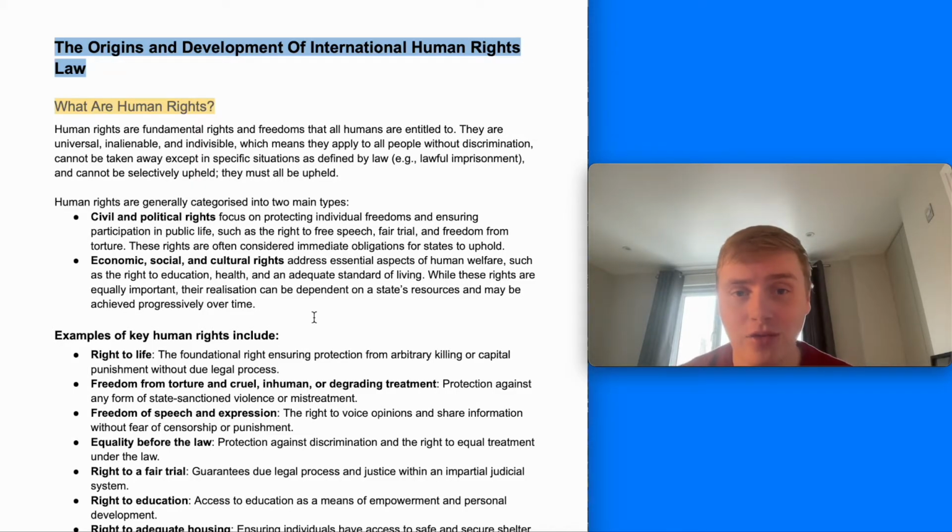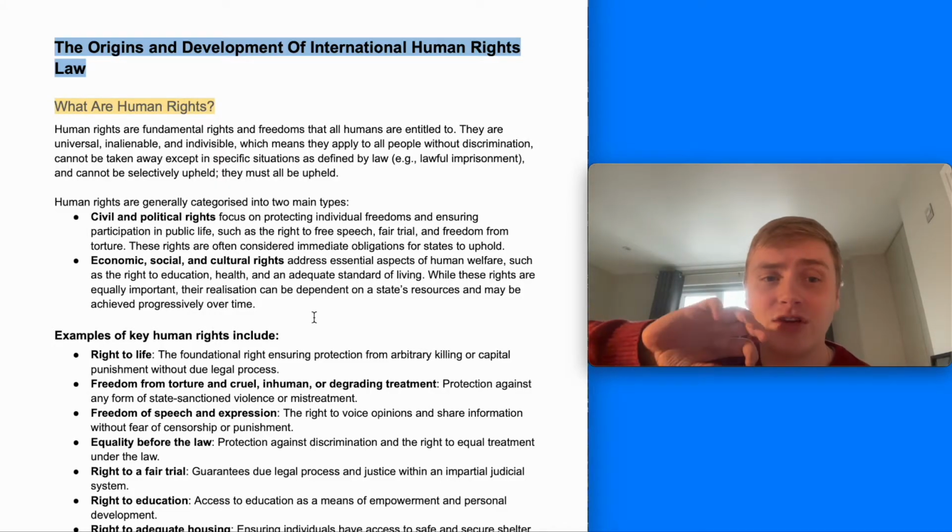Universal means they apply to all people without discrimination. Inalienable, they can't be taken away except in specific situations as defined by law, for example, lawful imprisonment. And indivisible, they can't be selectively upheld. They must all be upheld. You can't just decide to uphold some human rights and not others as a government.